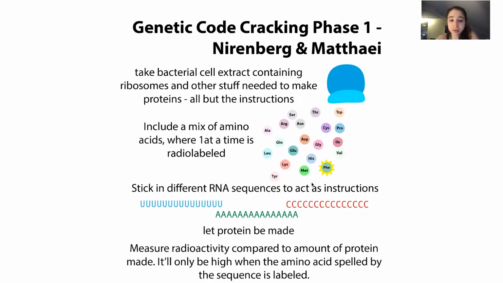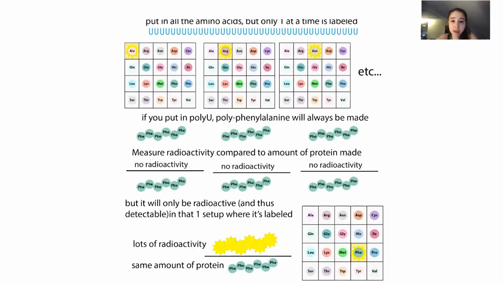So what they wanted to do was see what amino acid was getting made. So they included a mix of amino acids where one at a time was radio-labeled. And then they measure radioactivity and compare it to the amount of total protein made. There's always going to be something made, but you're only going to see it if it's labeled. So they have to test a mix of each with the amino acid labeled. And when that amino acid is labeled, the radioactivity will be high.